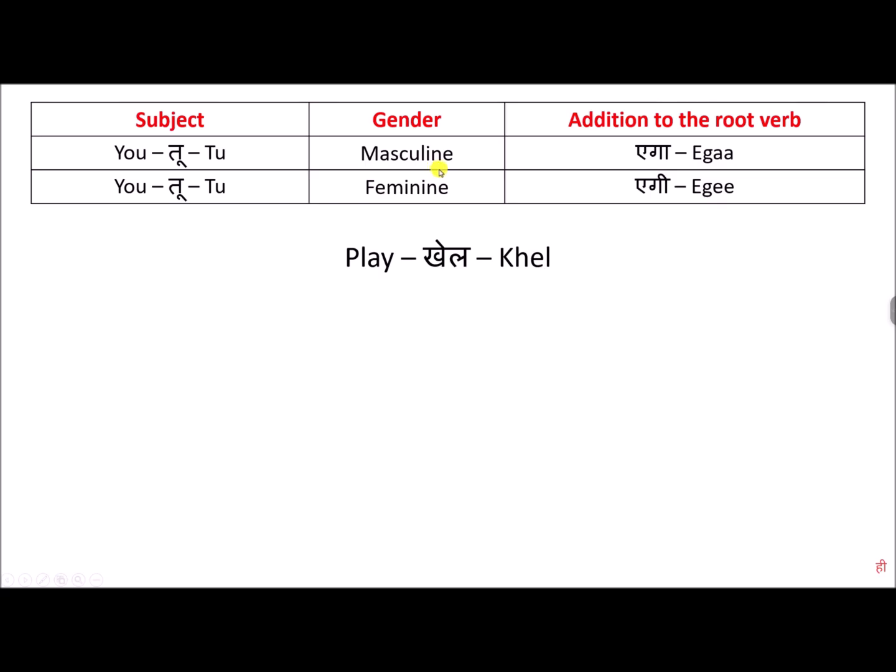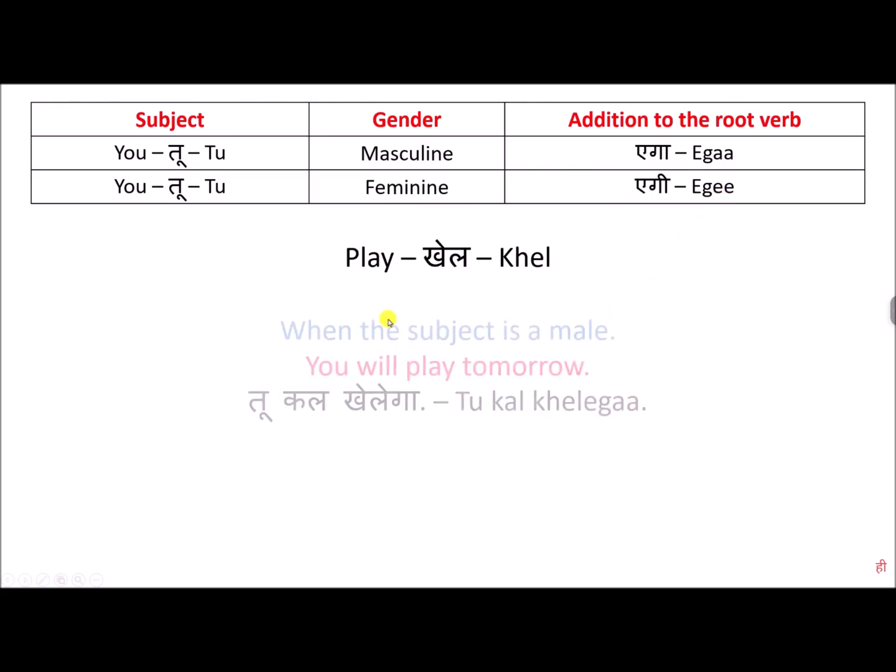For masculine, we add ega. With feminine, we add egi. Okay? For example, you will play tomorrow is tu kal खेलेगा. Tu is you, kal is tomorrow, खेल is the root verb, ega. Ega is added because here we are referring to a male.